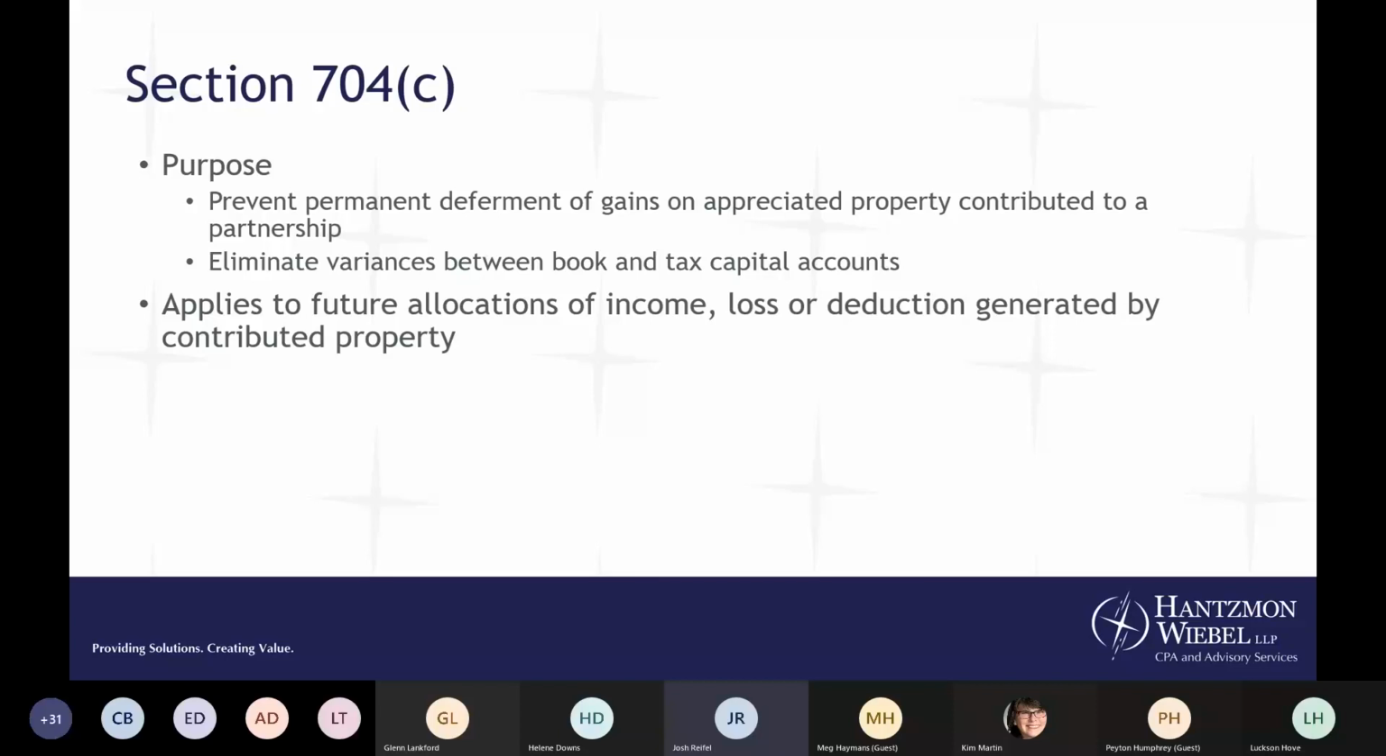It also serves to indirectly eliminate any differences between book and tax capital accounts, and again, we will see in a couple of examples how that works. This applies to future allocations of income, loss, or deduction generated by contributed property. So it's not just whether or not you contribute it and sell it. Section 704C can come into account, for example, with depreciation. There could be different book and tax depreciation methods used that would be allocated separately based on this section 704C.